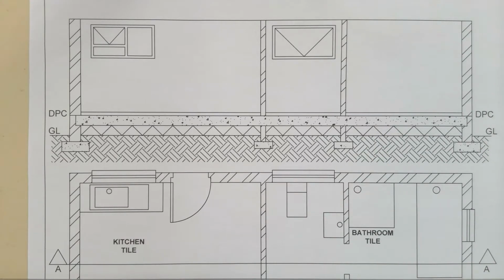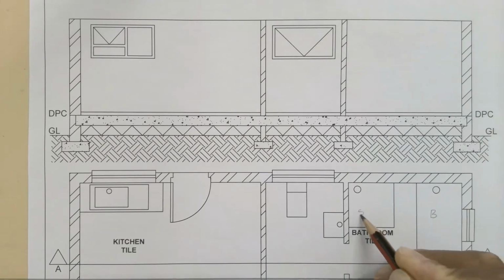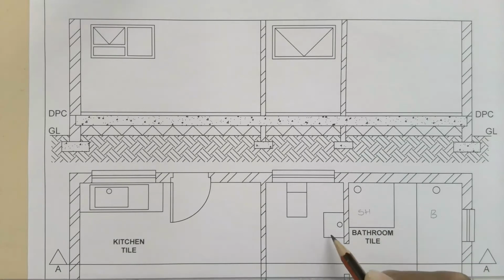Good morning. Today's lesson is based on projecting our sanitary features from the floor plan going into our sectional elevation. Here we have a bath, I'll label that as a B. Here we have a shower, which is labeled as SH. Here we have a wash hand basin, which is labeled as WB.